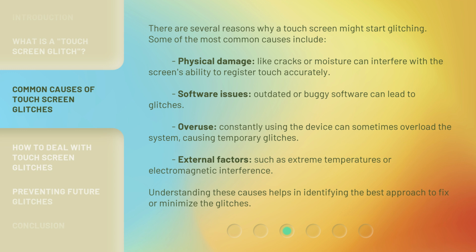There are several reasons why a touchscreen might start glitching. Some of the most common causes include physical damage, like cracks or moisture, which can interfere with the screen's ability to register touch accurately. Software issues: outdated or buggy software can lead to glitches.